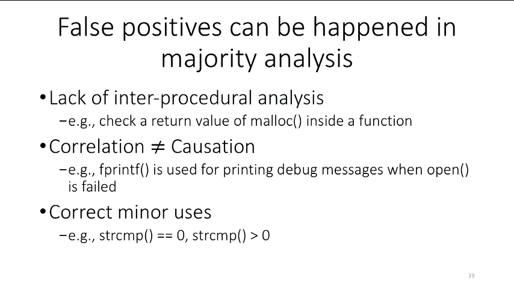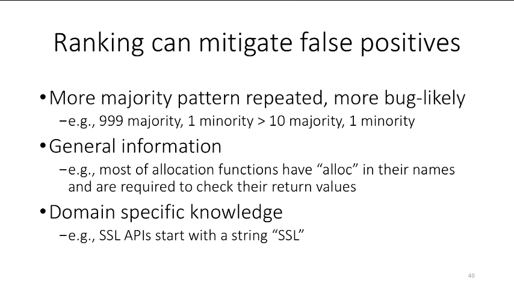And there can be some correct minority uses. For example, in most cases, people call string compare and check whether its return value is 0 to check the equality. But in some cases, the return value greater than 0 can be checked to check the ordering. So to mitigate the false positives, we use 3 standards.